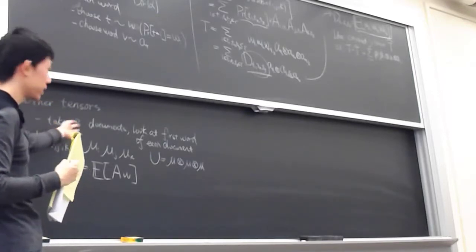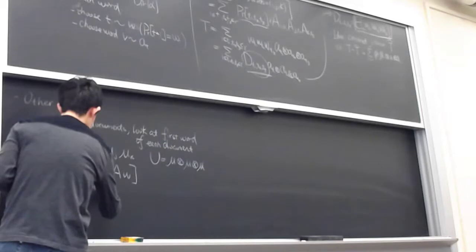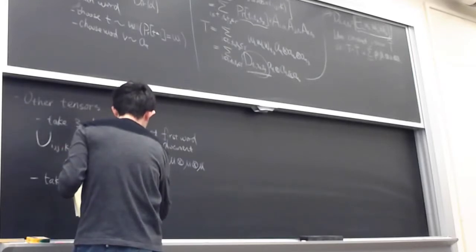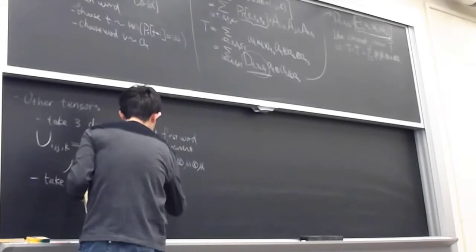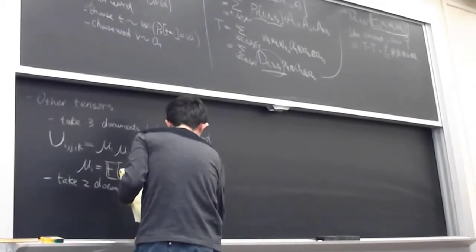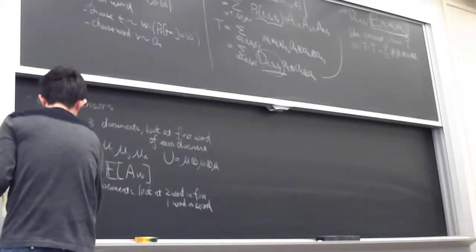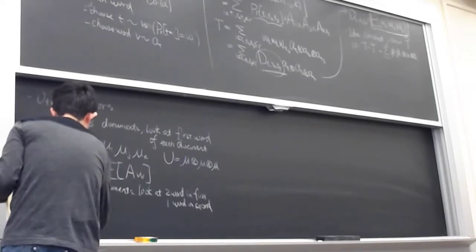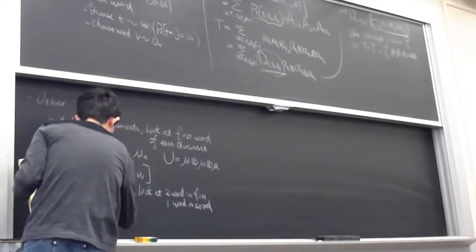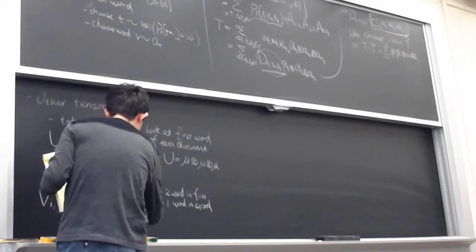So of course, then we can think of other choices. We can take two documents, and take two words in the first one and one word in the second. And this tensor, say it's V of IJK, is equal to the probability of IJ in the first one times the probability of K in the second one.